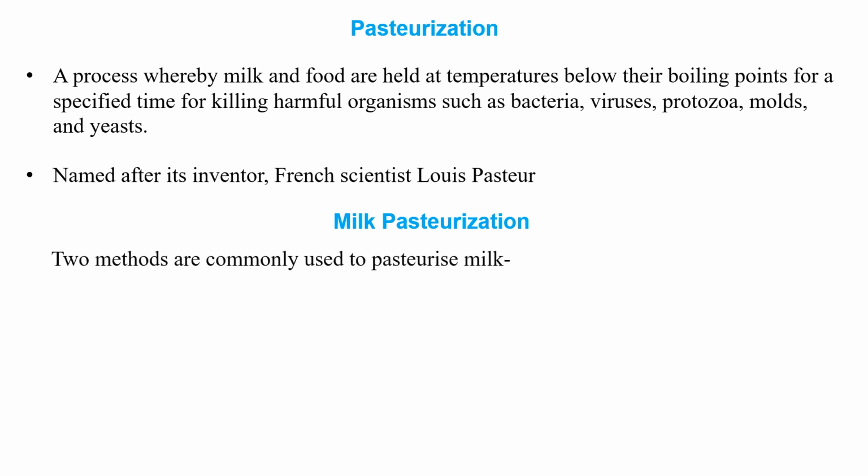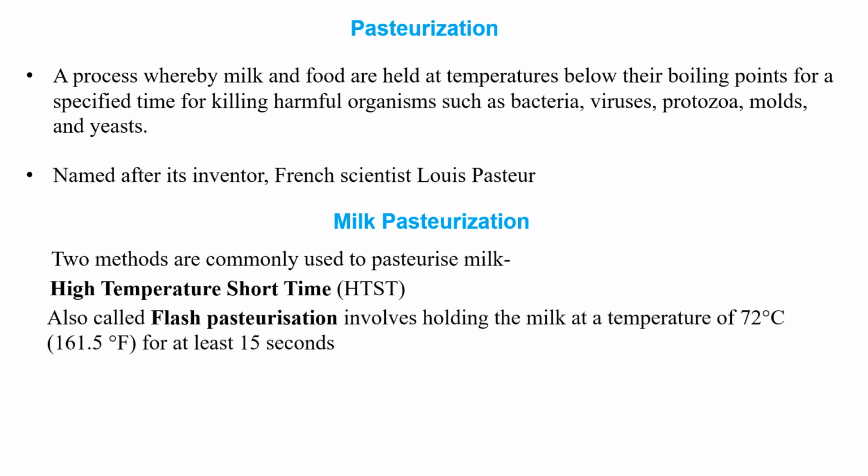Two methods are very commonly used to pasteurize milk. High temperature short time method. It's also called flash pasteurization and is by far the most common method. It involves holding the milk at a temperature of 72 degrees for at least 15 seconds.